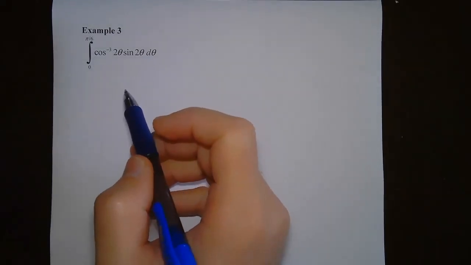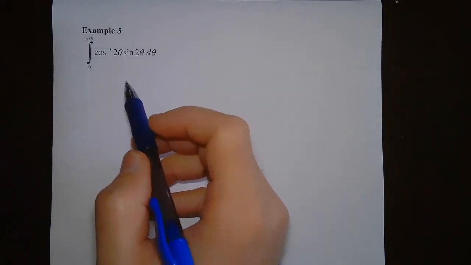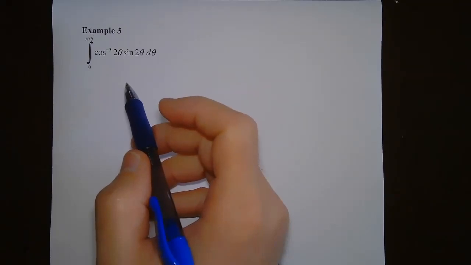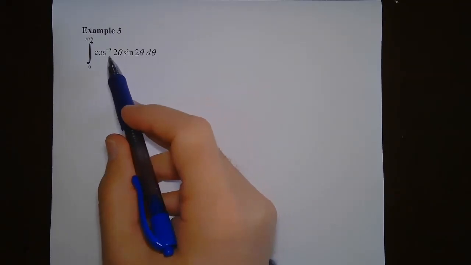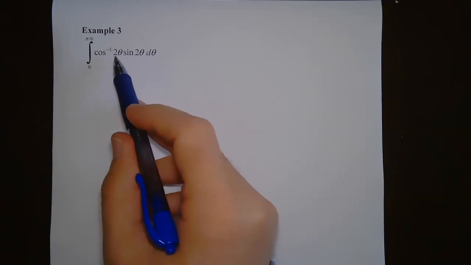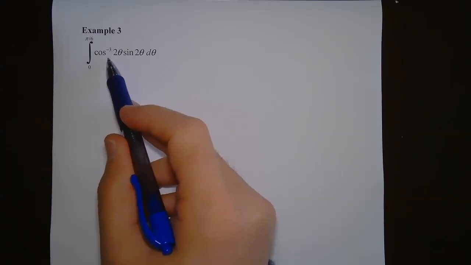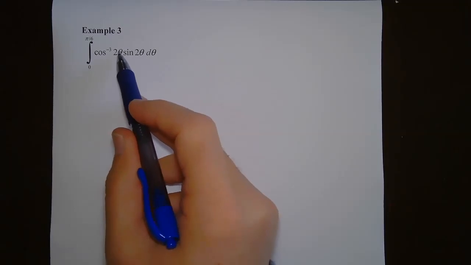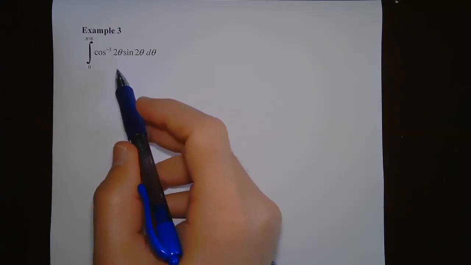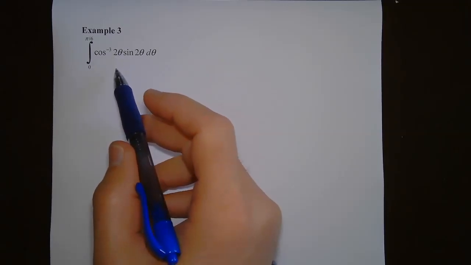So looking at this, we have a couple different inside functions, okay? So we have inside this -3 power, we have cosine of 2 theta. Inside the cosine, we have the 2 theta. So what would be a good choice to make u be?